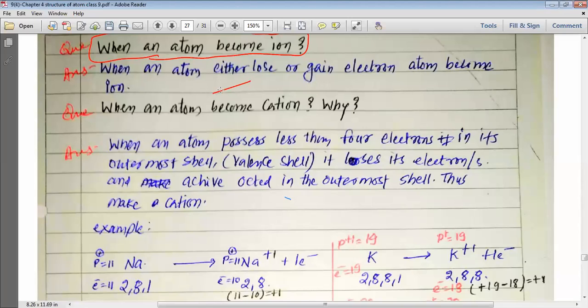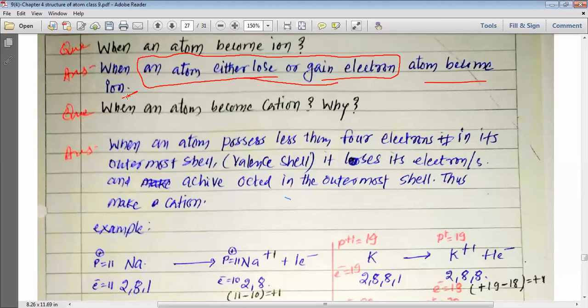When, my dear student, an atom either loses or gains electrons, please remember, an atom either loses or gains electrons, the atom becomes an ion. So please remember that for an element to become an ion, the atom has to lose electrons or the atom has to gain electrons. It is very important that the atom either loses or gains electrons to become an ion.